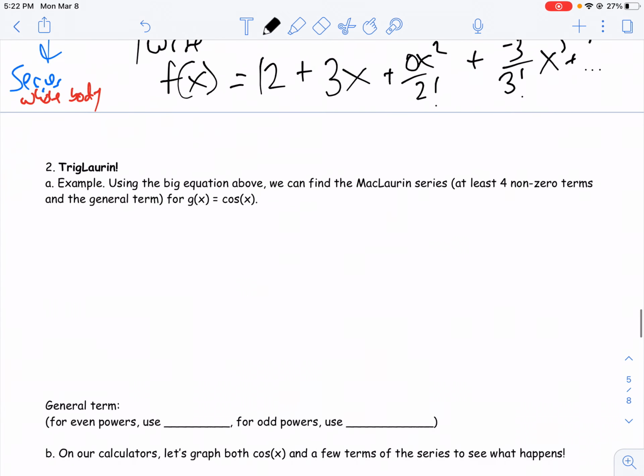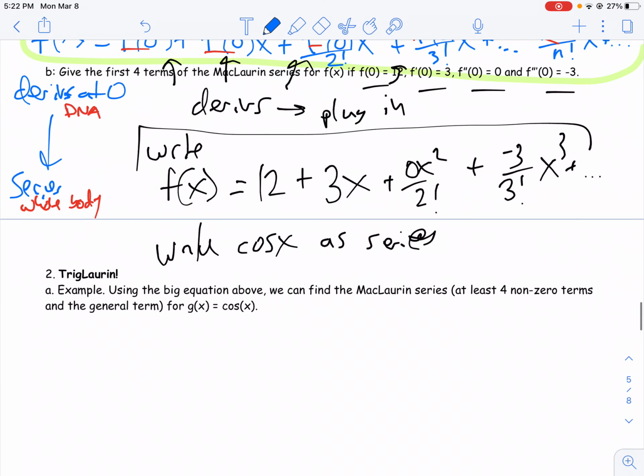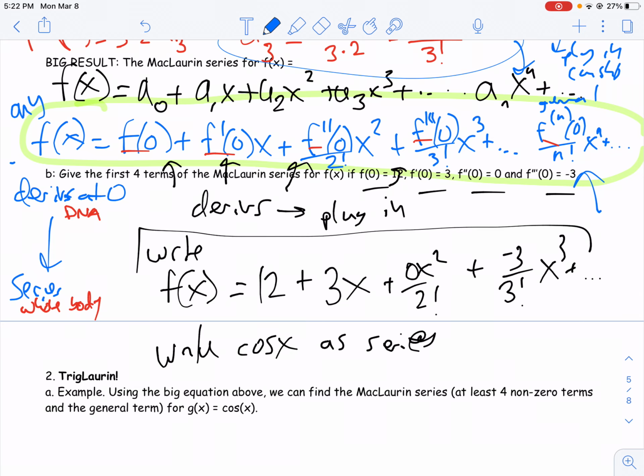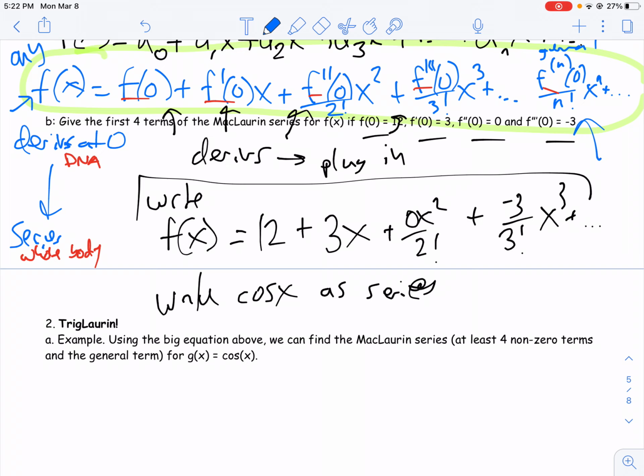Okay, let's get to something cool. Let's get to how we can write cosine as a series. And that's what we're going to do for this last example here. So how can we write cosine x and find the Maclaurin series, the special series, to write cosine x as a series? And the way we're going to do it is using this formula. This is the key formula for this entire assignment and basically this whole chapter. Basically what we're going to do is find the derivatives at 0, and then plug those in. So we're going to find the derivatives at 0, plug into that equation, which I just boxed.